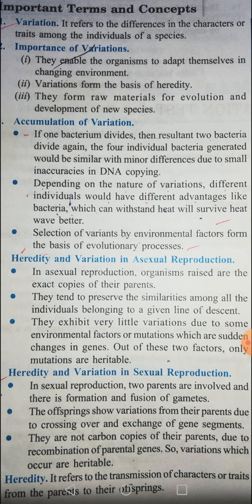Now, how can these variations accumulate, and what is the accumulation of variations? Students, I am giving you one example. If there is one bacterium and it is going to divide, in most cases it uses the asexual mode of reproduction. Then the resultant two bacteria, which are the product of the first bacterium, will once again undergo division and make four, and the four will divide again and form eight. If we compare the first parent and the last progeny, you will find there might be some minor differences between the bacteria of the first generation and the last generation.